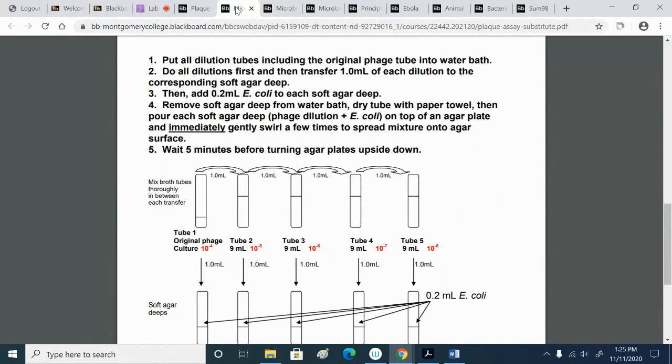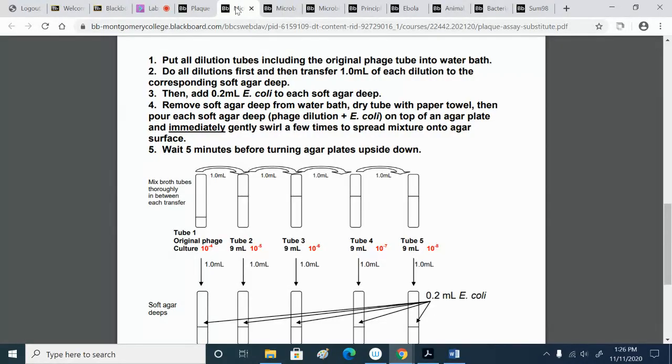So normally, all the soft agar deeps are in a 47 degrees Celsius water bath, and then you also put all of your broth tubes to do your dilutions in the water bath as well. And the reason why, after you finish doing your dilutions, you're going to transfer 1 milliliter of each dilution to a soft agar deep. If your broth is cold and you add it to the soft agar, it's going to make the soft agar turn thick, and then you can't pour it or spread it. So we want everything to be warm, right? So that way the soft agar does not thicken.